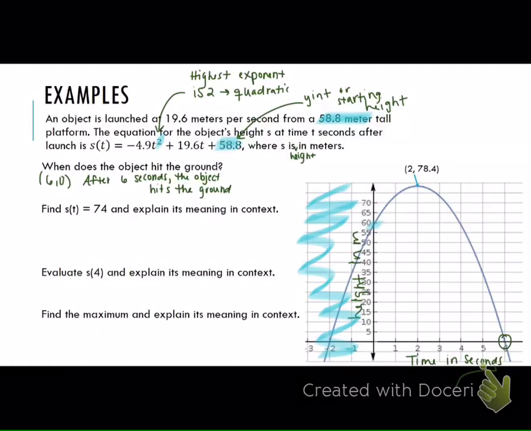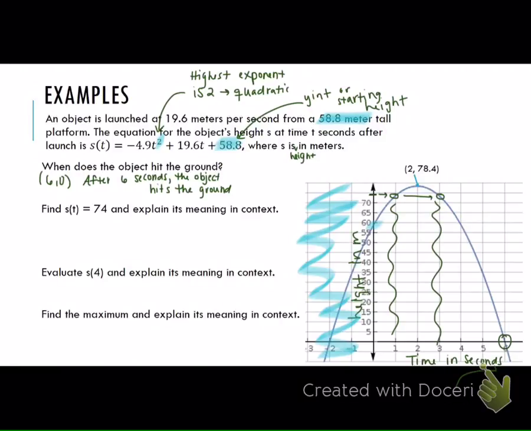It says find s of t equals 74 and explain its meaning in context. So Grace, when we are at 74, which is about right here, how many seconds have passed? 1 and 3.